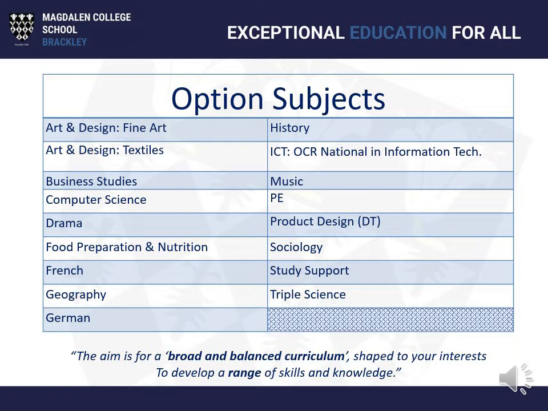There are no hard and fast rules. It's unlikely that if your child wants to do fine art and textiles, I support that. There's a lot of overlap between those two subjects, but it's likely they could study, for example, history and geography.